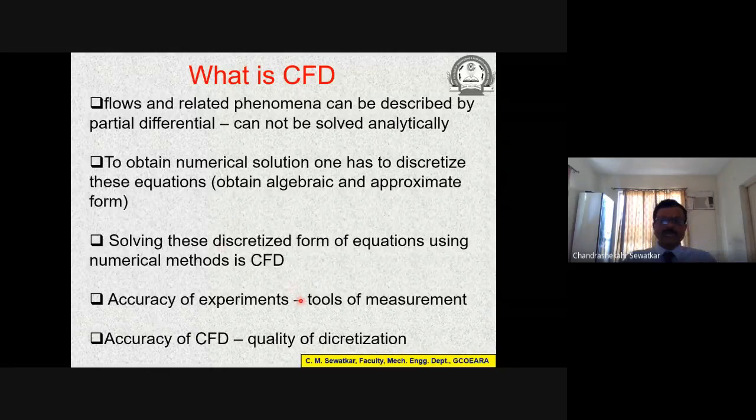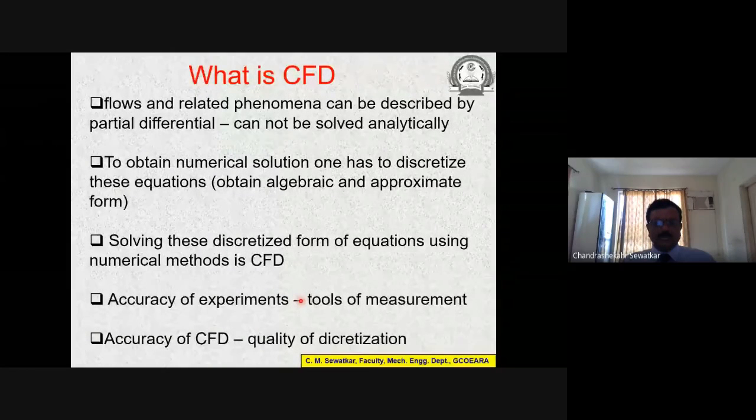As in case of experiments, the accuracy depends on the tools of measurement. In case of CFD, the accuracy depends on the quality of discretization. And for carrying out the discretization, there are several methods available in the literature. Like for example, finite difference method is there, finite element method is there, and finite volume method is there.